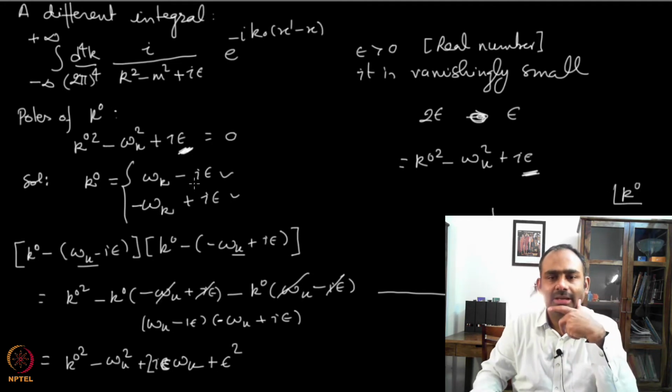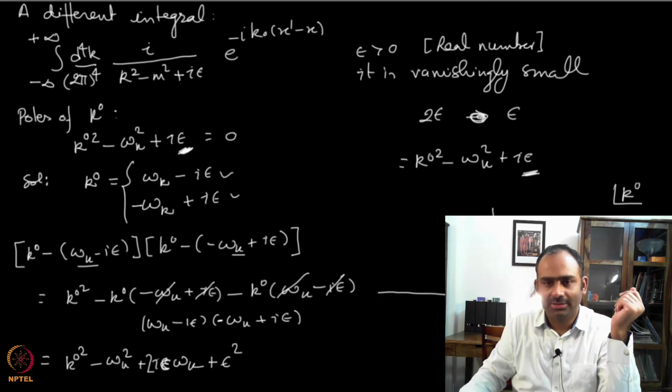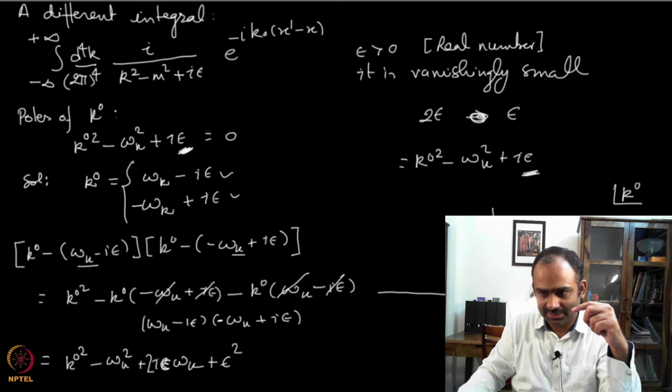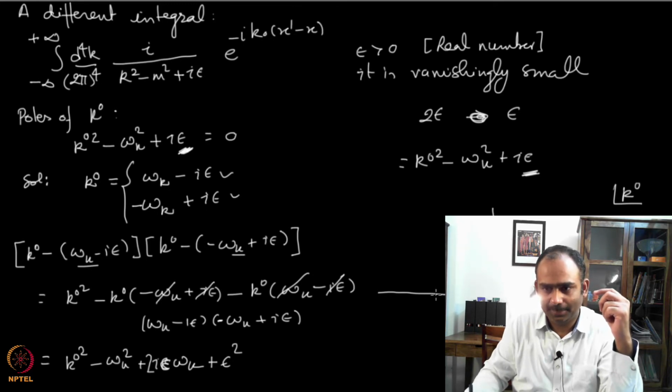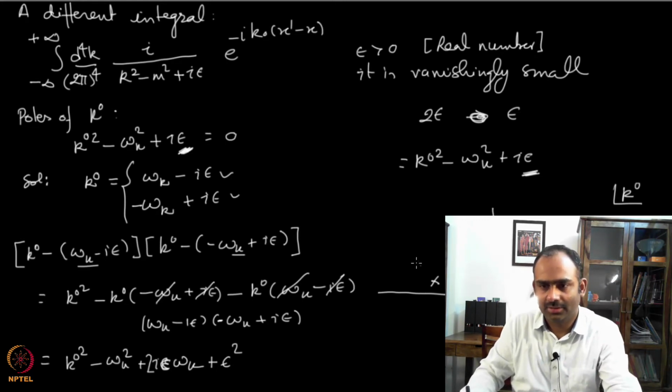So, one is at omega k minus I epsilon. Minus I epsilon means it has a negative imaginary part. So, it is here, and you have minus omega k plus I epsilon, so there is a positive imaginary part. Okay. So, here one is minus omega k plus I epsilon, and this is omega k minus I epsilon.